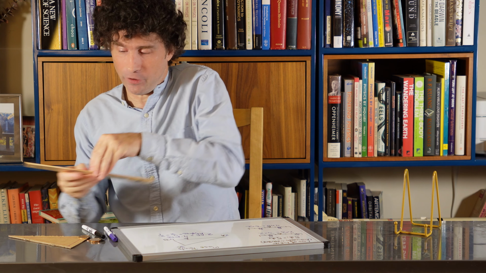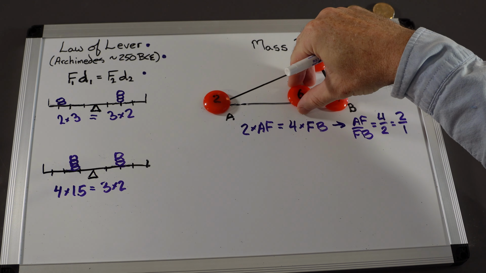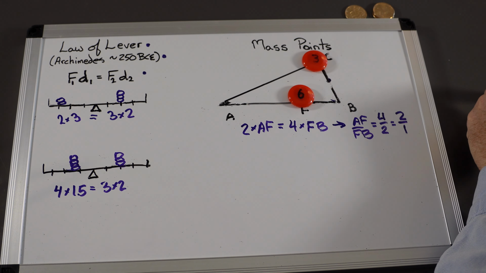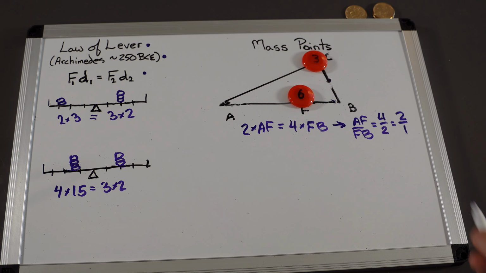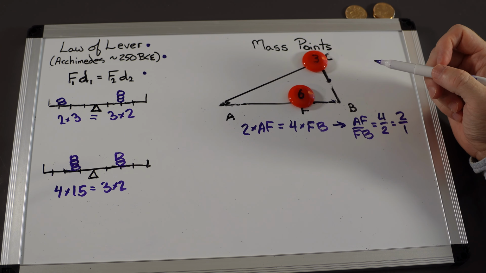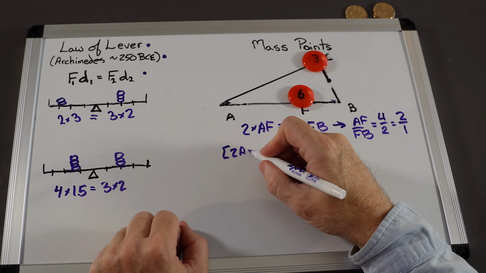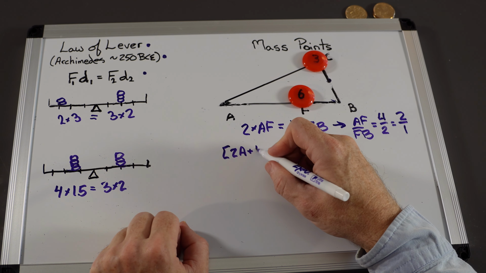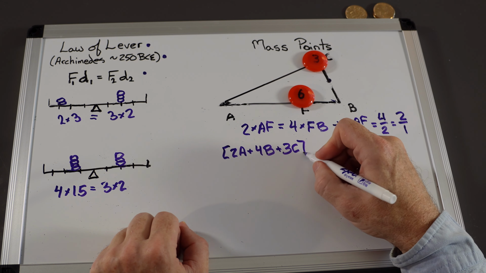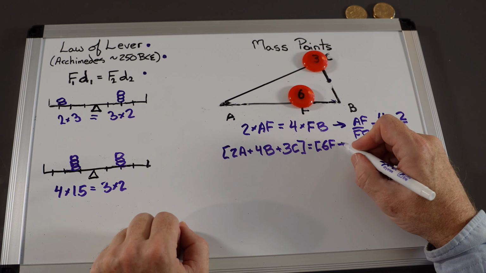Okay. Back on the diagram, I can assign a mass of 6 to F. The 3-body system has been reduced to a 2-body system, 6F and 3C. Using mass point notation, I can write that the system 2A plus 4B plus 3C is equivalent to 6F plus 3C.